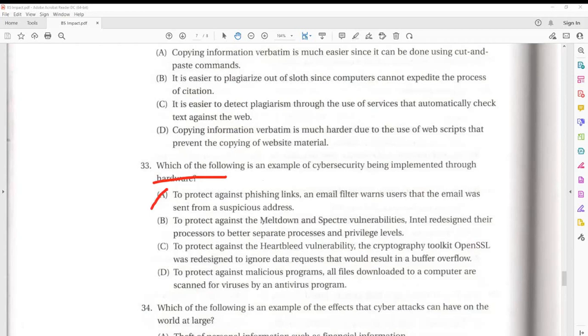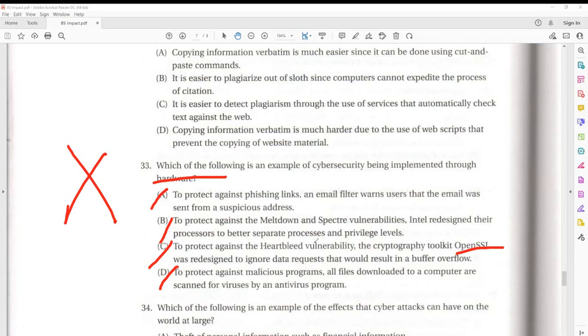To protect against the Meltdown and Spectre, Intel designed processors, okay. Separate plagiarism, this one. Cybersecurity, I don't see it, okay. C actually protects the hard drive or SSL redesign. So SSL, this one is software, not hardware. Protected means the person downloads a computer scam virus. Okay, this one is wrong. So none of them actually is done by hardware. So this one X, no answer.